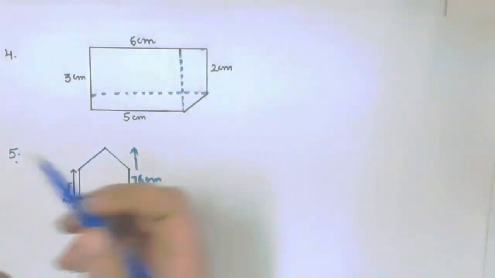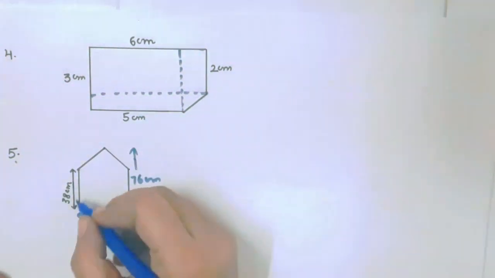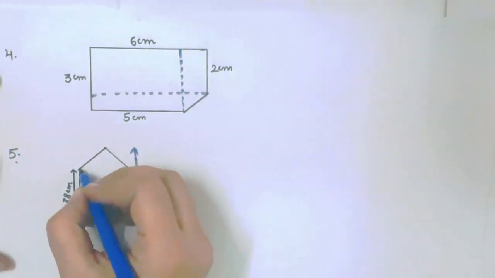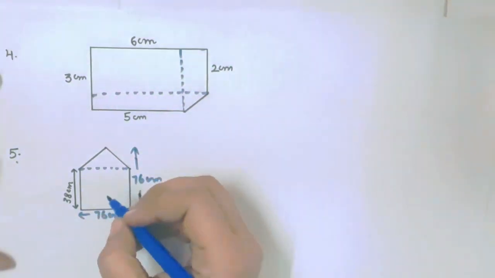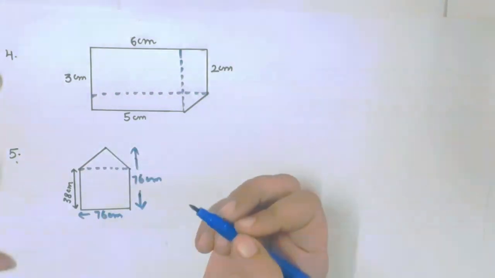The fifth question is, a school crossing sign has the dimension as shown in the given figure. What is the area of the signboard? This is the signboard. We have to find out the area of this signboard. Again, we have to divide it like this. Two figures are formed. The one is rectangle, the other one is triangle.